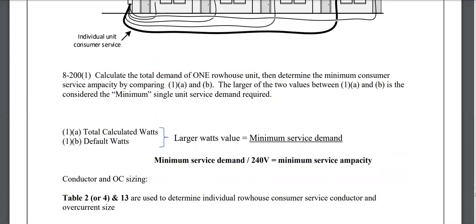Now, a row house installation is always going to be single phase 120, 240, and so we take that minimum service demand and we divide it by 240 volts. And we take those numbers to table 2 or 4, depending if it's copper or aluminum, for our conductor size, and the ampacity of the conductor we then take to table 13 to determine the overcurrent necessary to protect the wires.